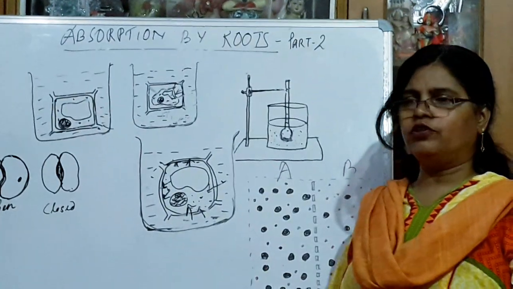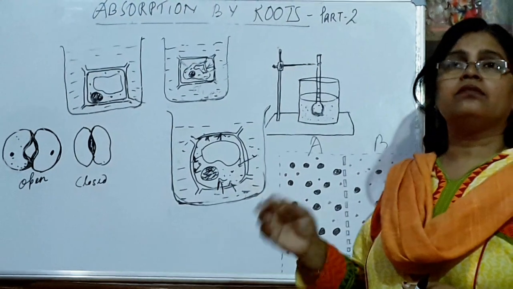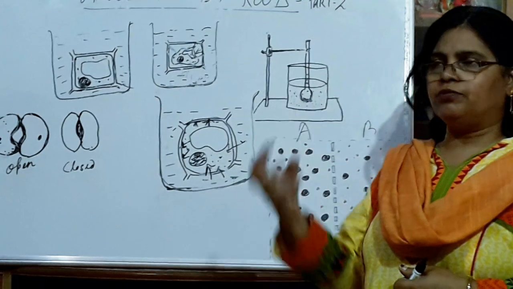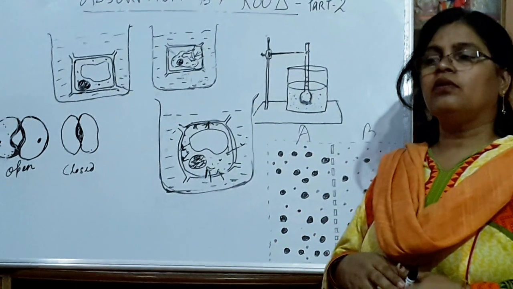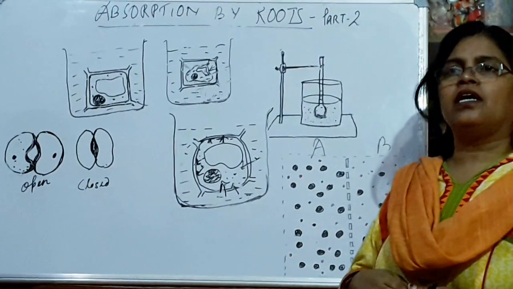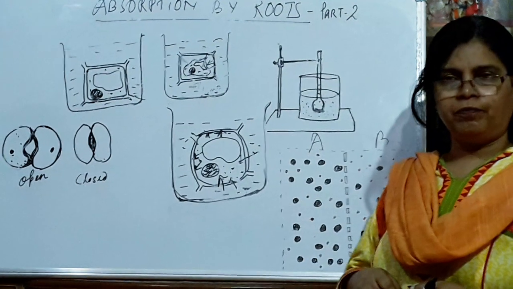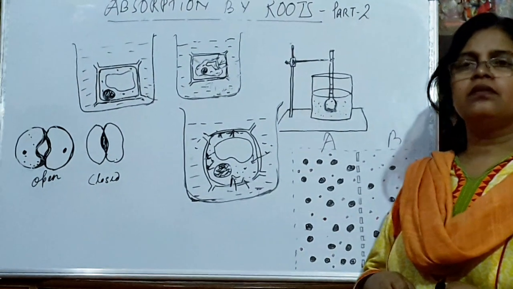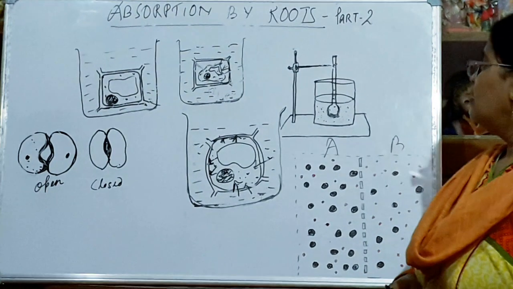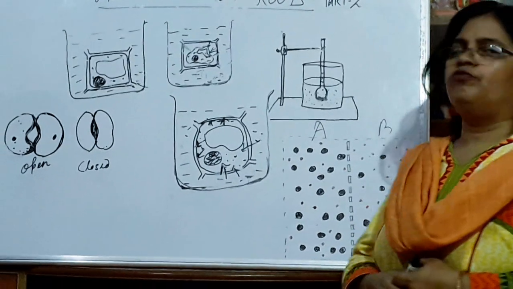So it is helpful to the plant, and for the touch-me-not plant, if you touch it, the leaves droop down. This is also due to turgor pressure. Turgor pressure helps in the movement of the parts of the plant body. Drooping of leaves is also caused by turgor pressure. Now that's all about the absorption by roots.